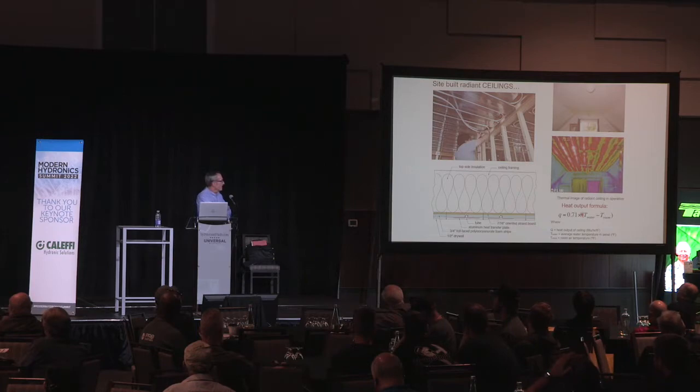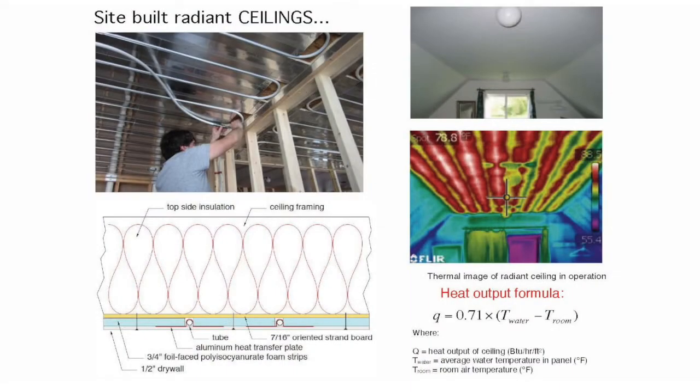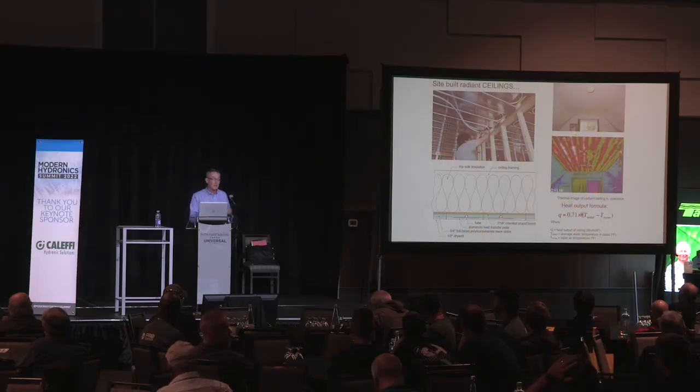Yeah, you can see that red, right? That red is showing you what those aluminum plates are doing. They're diffusing that heat away from the tube, spreading it out across that drywall surface, giving you a better approximation of a uniform radiant surface. Okay, it's still not perfect, but it's better than not having those plates there.